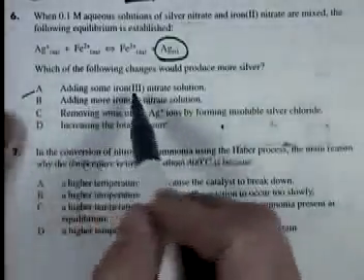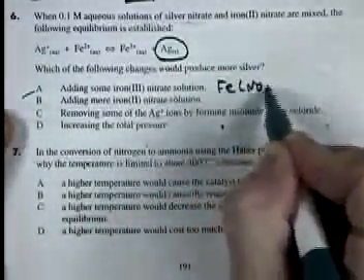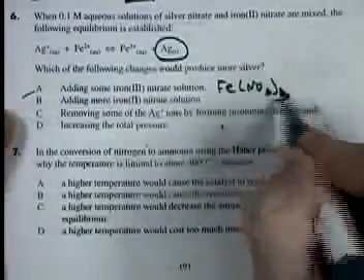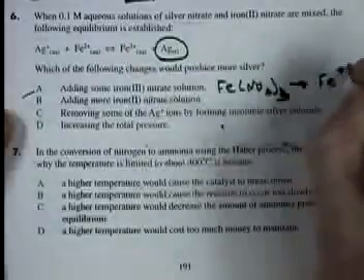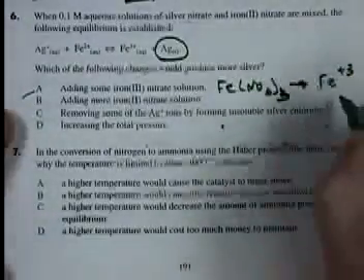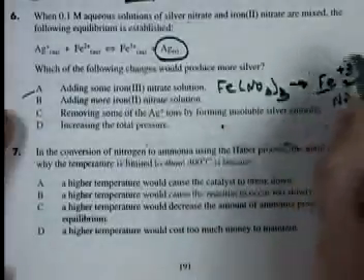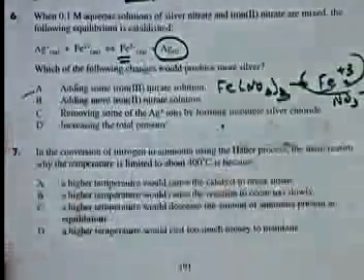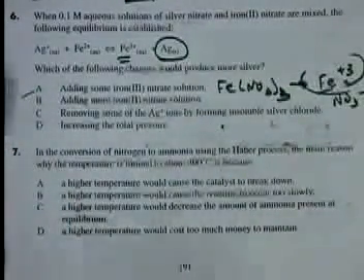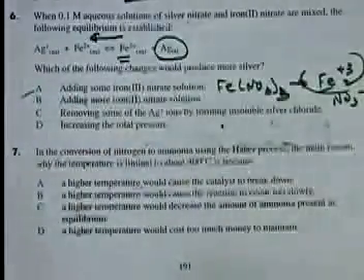Letter A, adding some iron 3 nitrate solution. Well, iron 3 nitrate is this substance. Oops, a 3 right here. And remember, that'll dissociate, and it'll form Fe3+. And it'll also form some NO3-, 3 of them as a matter of fact. But we'll actually be increasing the Fe3+ concentration and increasing the amount of Fe3+ dissolved in the solution. Well, if you increase the concentration of this stuff right here, you should drive the equilibrium to the left.